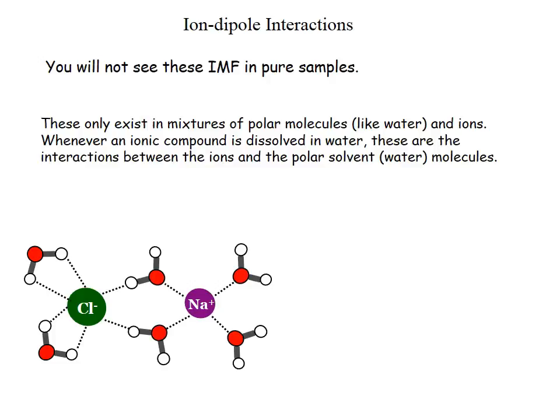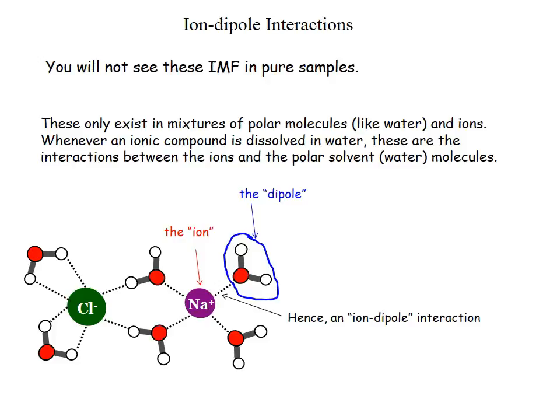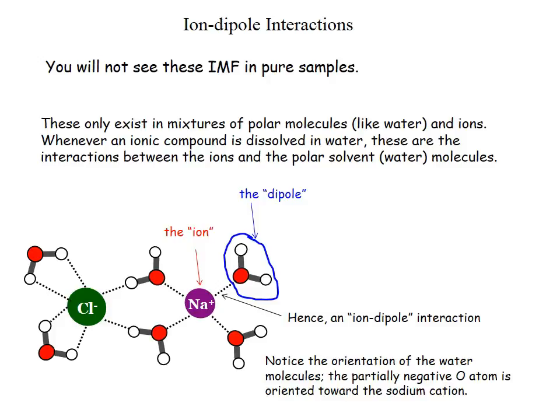These kinds of interactions are the interactions that exist between an ionic solid when you dissolve it in a polar solvent like water. So if you make a salt solution like you see here, the ion-dipole interaction is the favorable interaction between the ion, which in this case is either sodium or chloride, and the, quote, dipole, which is the polar water molecule, and hence that dashed line is an ion-dipole interaction.